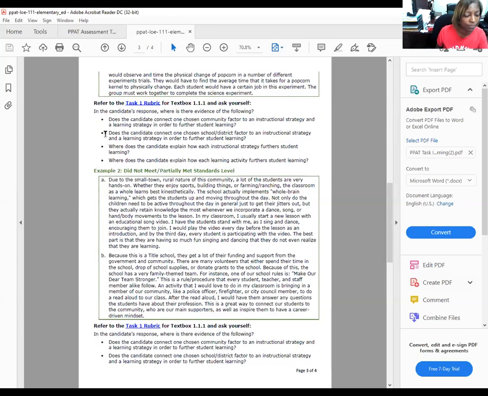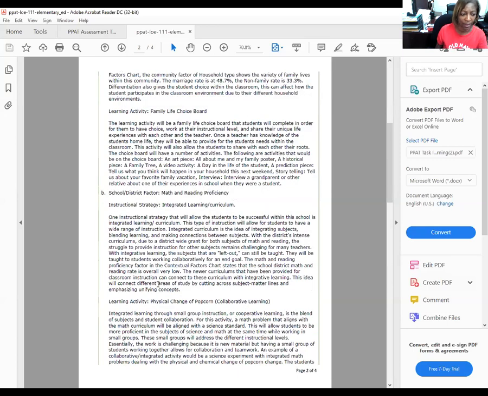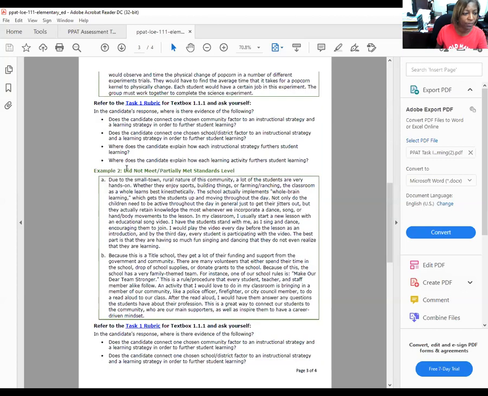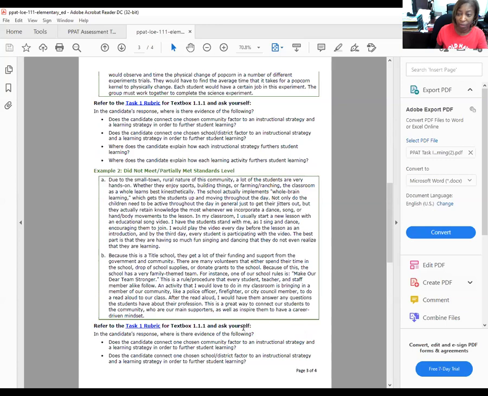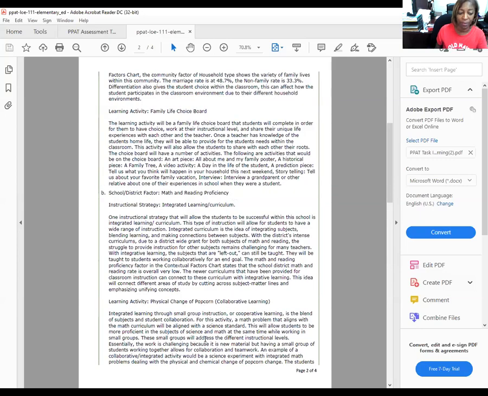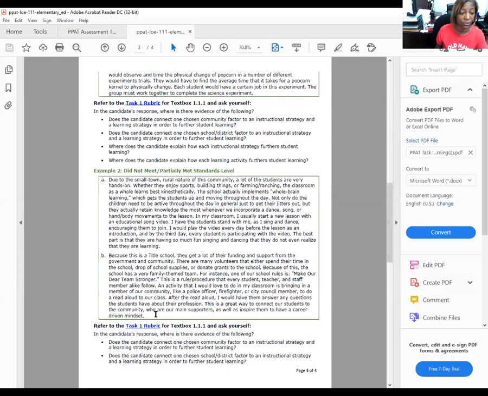All right, and the second bullet, does the candidate connect one chosen school district factor to an instructional strategy and learning strategy in order to further student learning? You will go back and find it here. Where does the candidate explain how each instructional strategy furthers student learning? You will go back and you will find it here and write the answer. And where does the candidate explain how each learning activity furthers student learning? You would go back and read it here, find the answer, and respond.